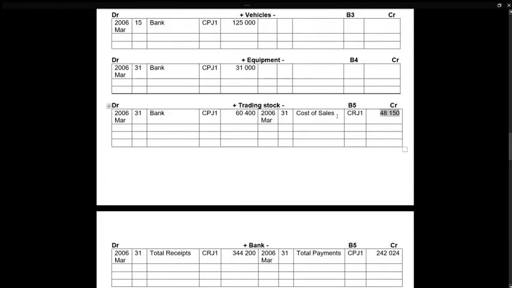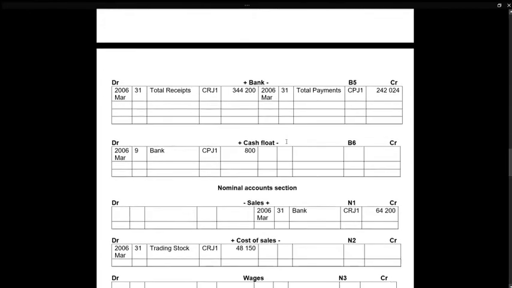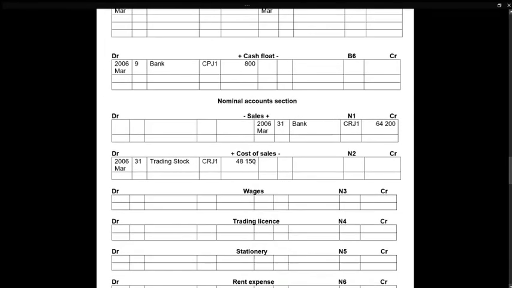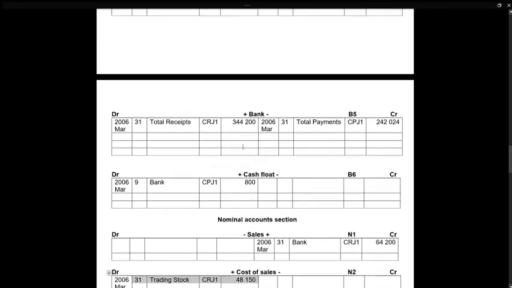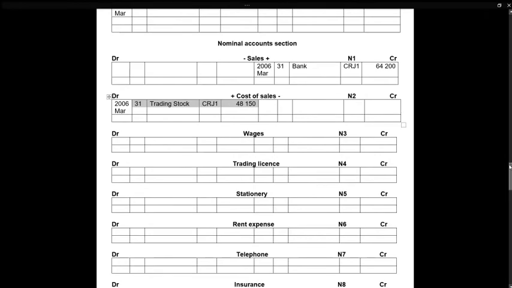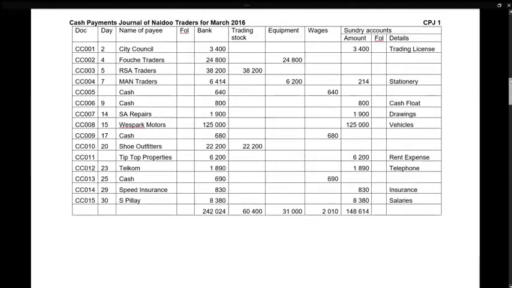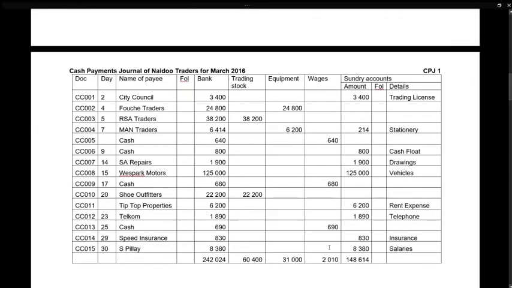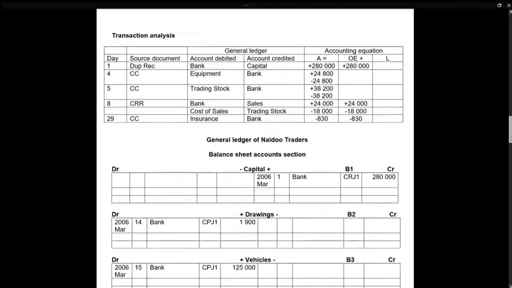If I want to find my debit, you need to go and have a look in your cost of sales. It's the one I just did. There you go. Right, every debit has a credit. Next one that we are going to do will be my wages. Wages is a payment, so wages, total for a column, 2,010 Rand. Let's go and fill that into my wages.